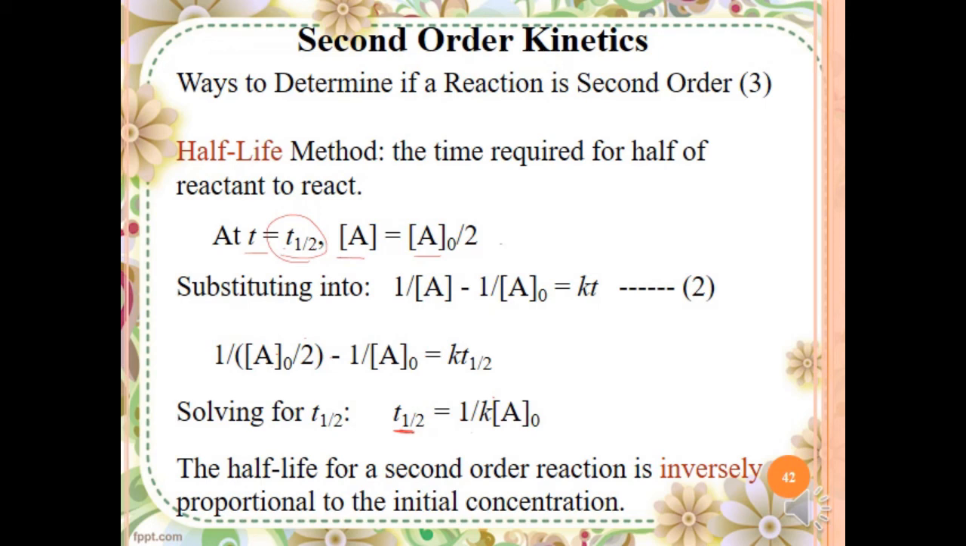So if you note this equation here, the half-life for second order is inversely proportional to the initial concentration. This is 1 over k A naught. Inversely.